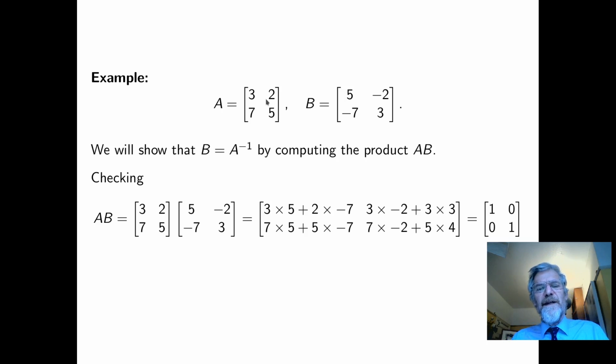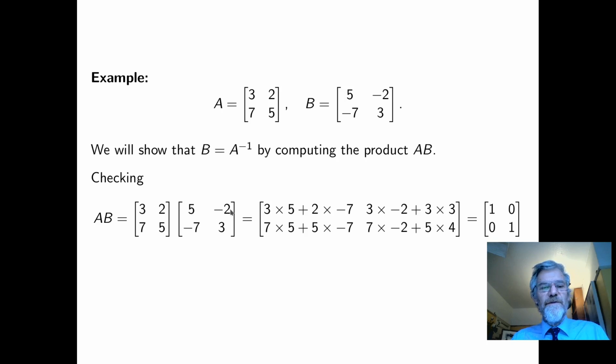But the formula for the inverse of a 2 by 2 matrix turns out to be really easy. So here's a matrix 3, 2, 7, 5, and here's another matrix that doesn't on the face of it have much to do with it. But if we multiply A times B, for example, 3 times 5 plus 2 times minus 7, 15 minus 14, so it's 1.